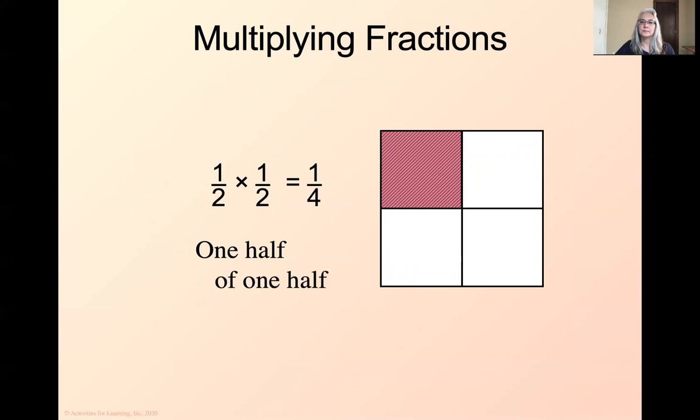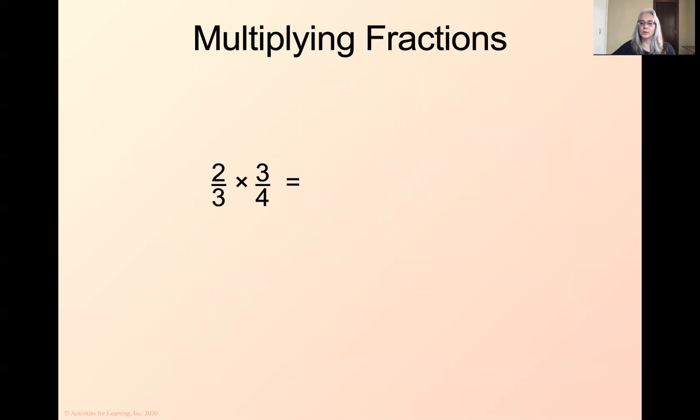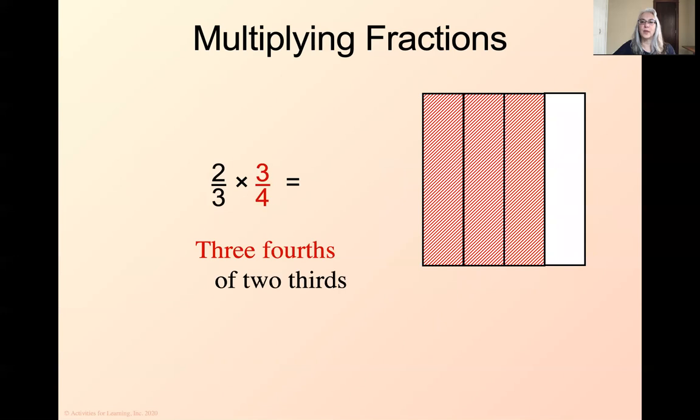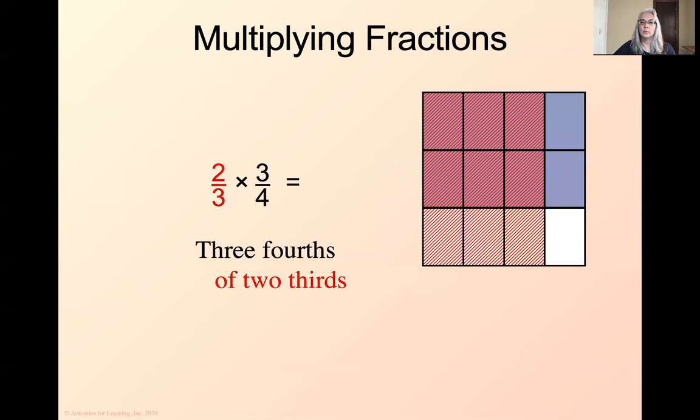Let's do another one, a little harder. Let's do 2/3 times 3/4. Okay, so I have 2/3 times 3/4. So I'm gonna start with the 3/4. And then I wanna know what's 2/3 of that. So I need to cut it into 3 equal pieces and shade in 2. So what do I have again that's shaded and cross-hatched? Answer would be 6. 6 out of, how many do I have altogether? 6/12.